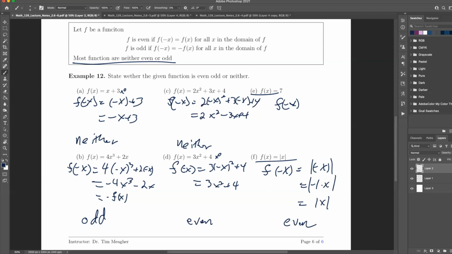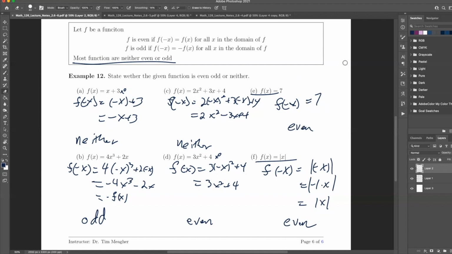Yeah, so this one's even. Because here if I plug in negative x into the absolute value of x, I can pull out the negative sign, and if I pull it out, it becomes positive, and therefore nothing changes here. For 7, there's no x here to plug in. So if I plug in a negative, it's still the function, and so this is indeed even. And technically, this is x to the 0 power, so you could say that's even.